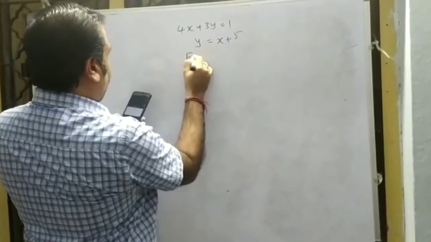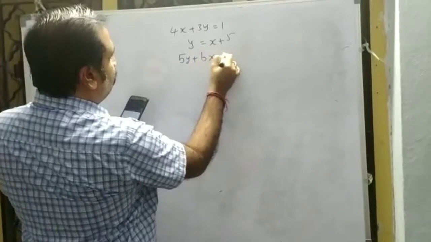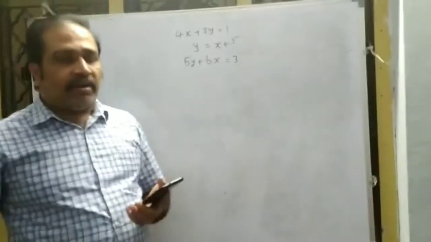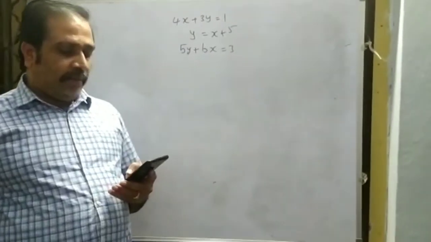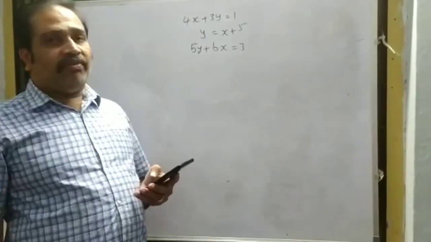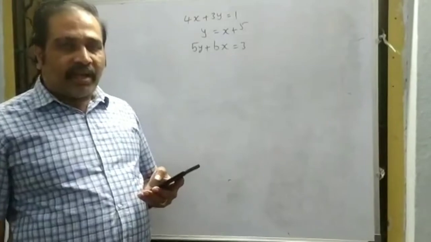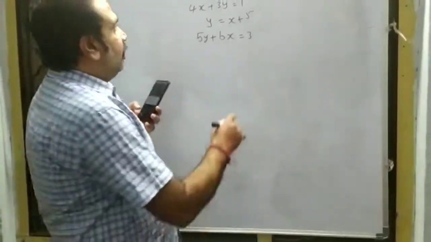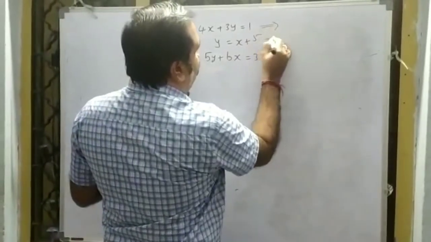What is the third line? 5y plus bx is equal to 3. These 3 lines are concurrent. Then you can find out the b value. What is the meaning of concurrent? These 3 lines are passing through the same point only. Okay. Already we know this concept.